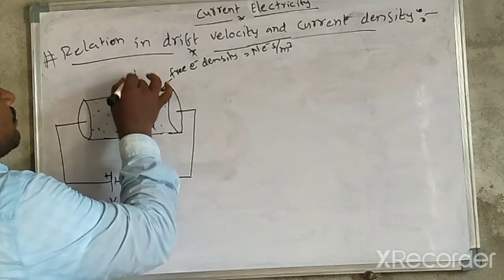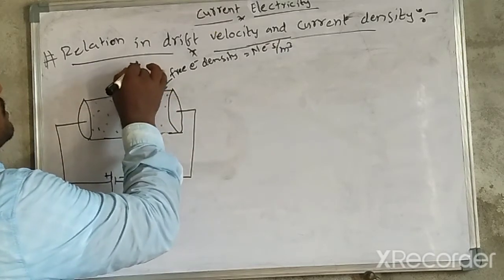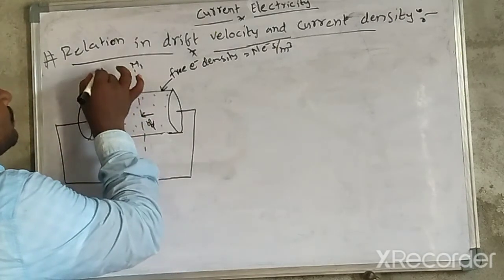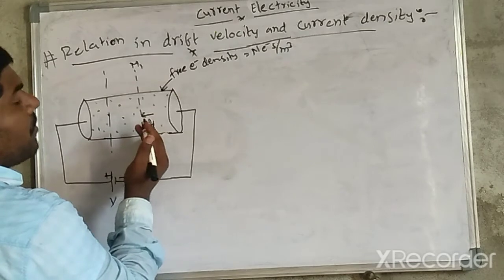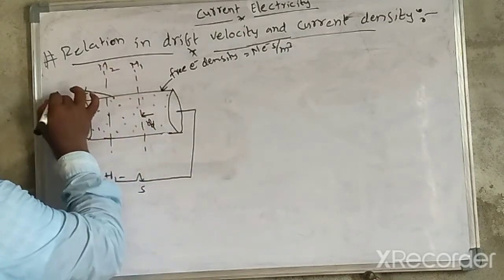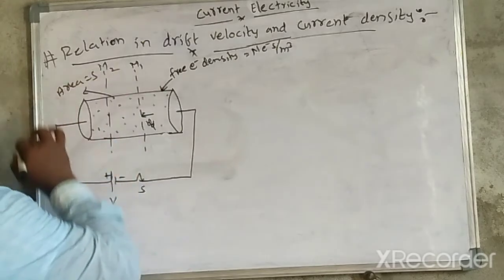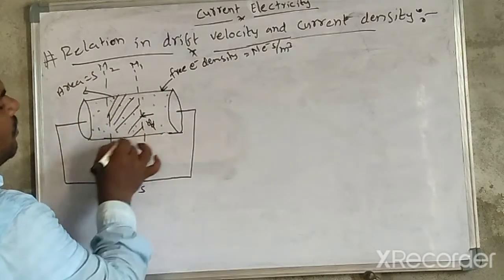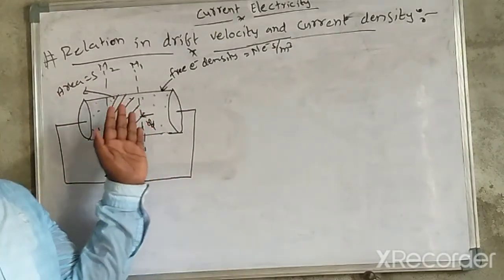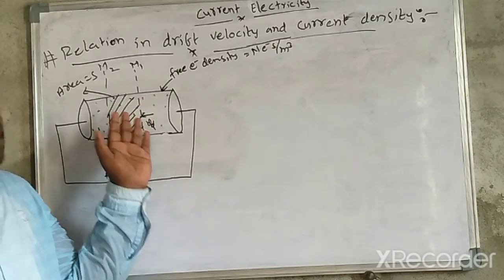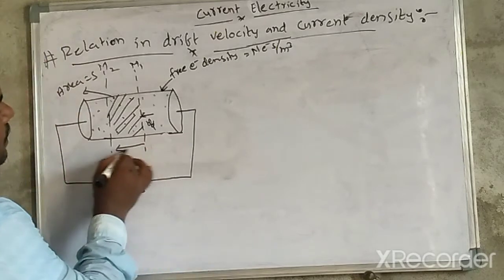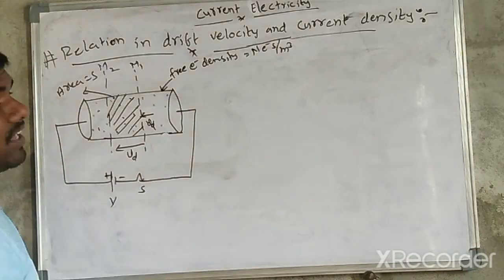Let us consider the first case. Here is the reference point, the first cross section M1. After some time, the charge or number of electrons passes through this cross section M2. This is the cross sectional area S I would like to consider. Time taken is t, and the velocity is the drift velocity Vd.